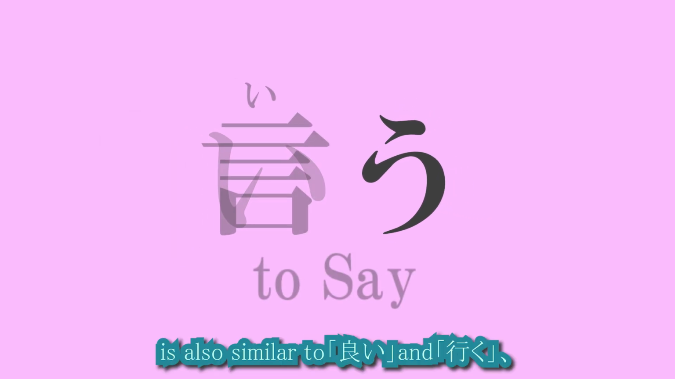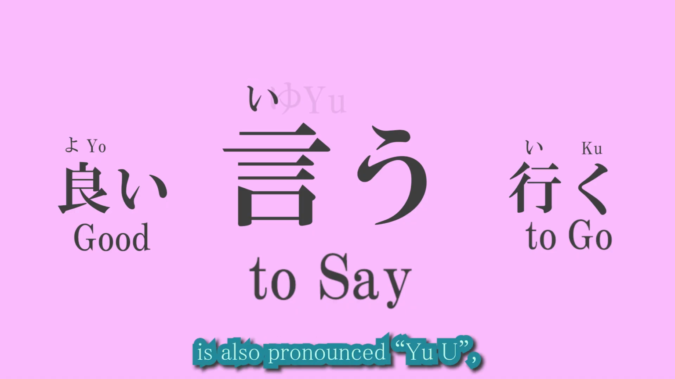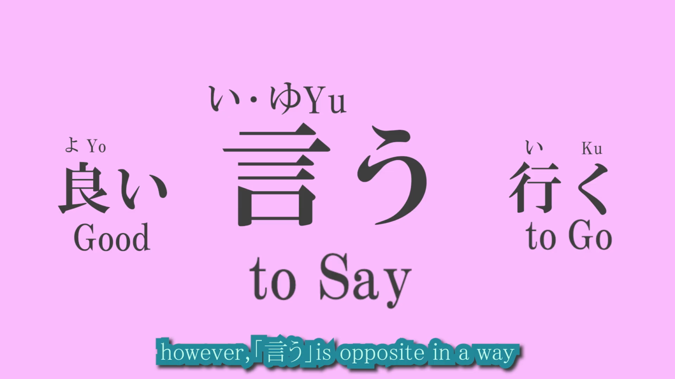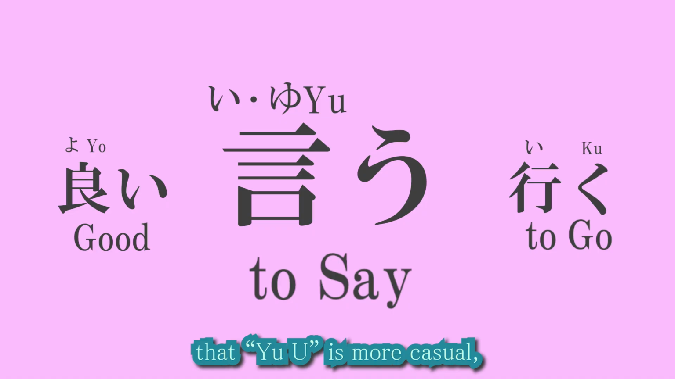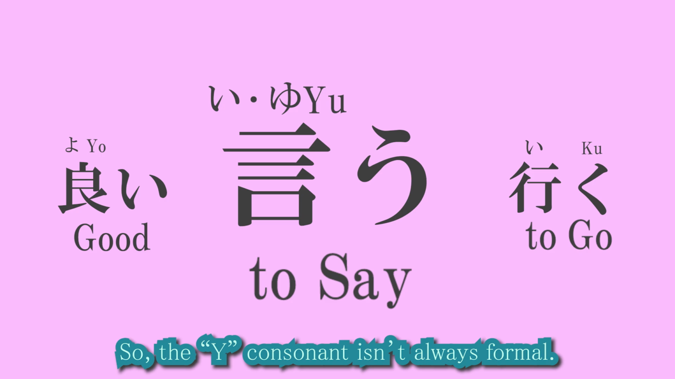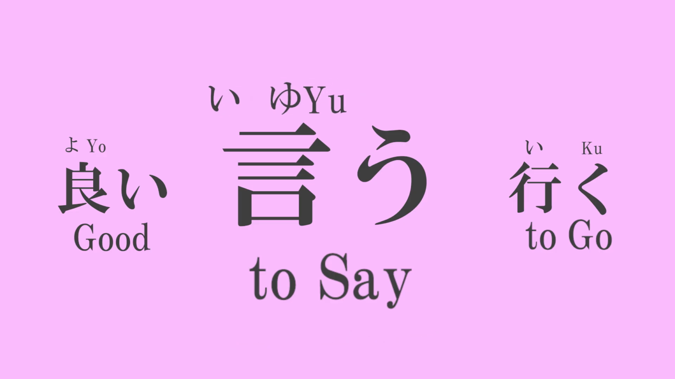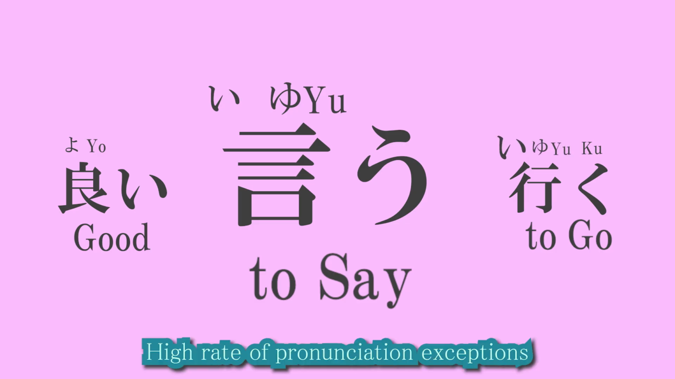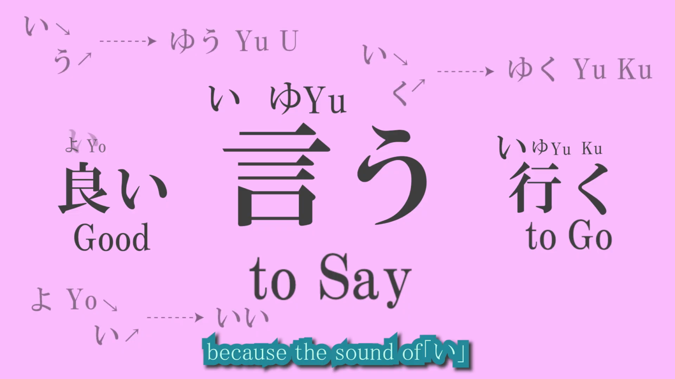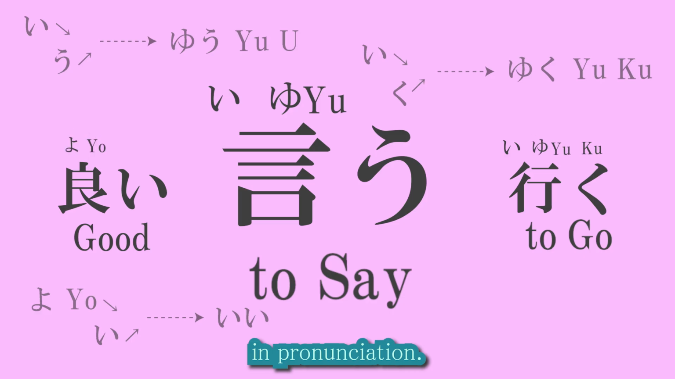いう is also similar to よい and いく in that いう is also pronounced ゆう. However, ゆう is opposite in a way that ゆう is more casual and いう is more formal. So the Y consonant isn't always formal. Both pronunciations いう and ゆう are frequently used. A high rate of pronunciation exceptions happens here because the sounds of I and Y consonants are similar in pronunciation.